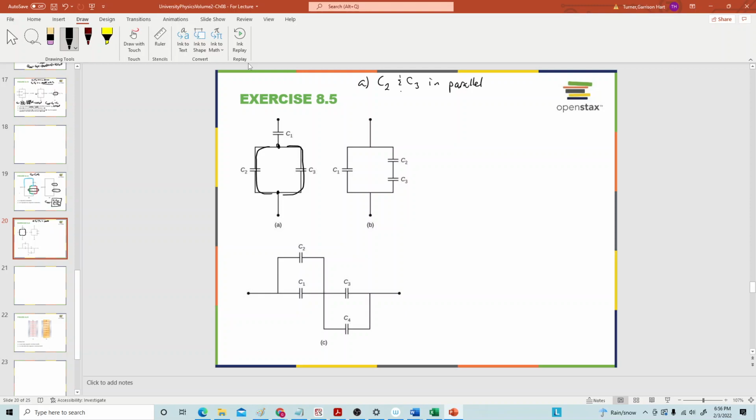C2 and C3 are going to be in parallel, and so we make that an equivalent capacitor, C2,3, and C2,3 is going to be in series with C1.